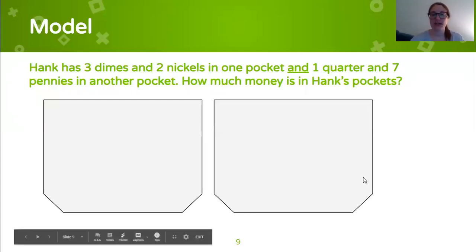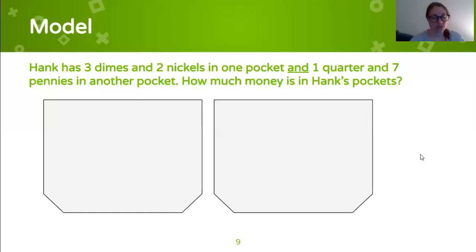So I've drawn 2 pockets here, and I'm just gonna go ahead and draw my coins in. Now, of course, I made mine on the computer, so they're colored in and kind of fancy. You can just use a pencil and paper, make circles, and write the value inside each circle. It's super easy. All right, so I'm gonna start with 1 pocket. 3 dimes and 2 nickels. There's a dime, there's a dime, there's a dime.